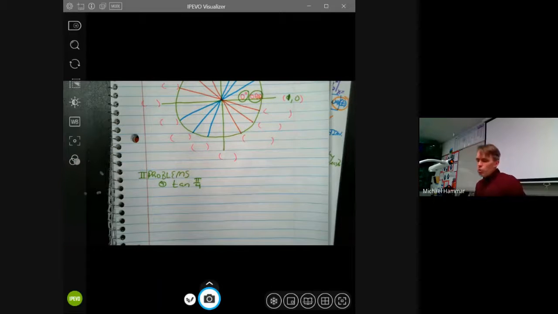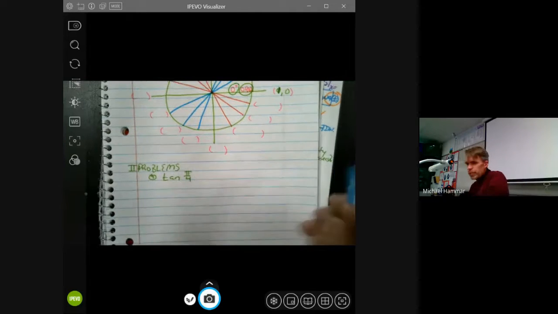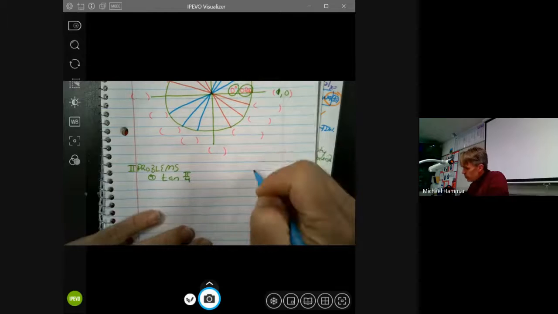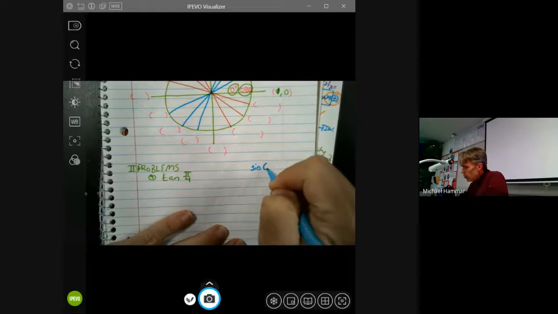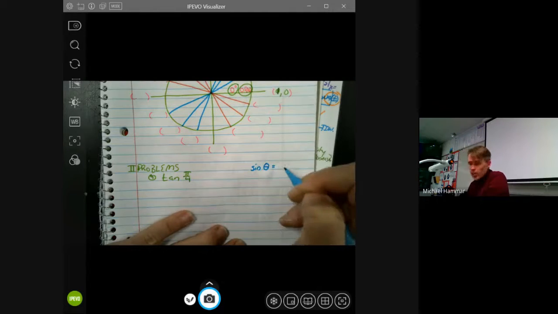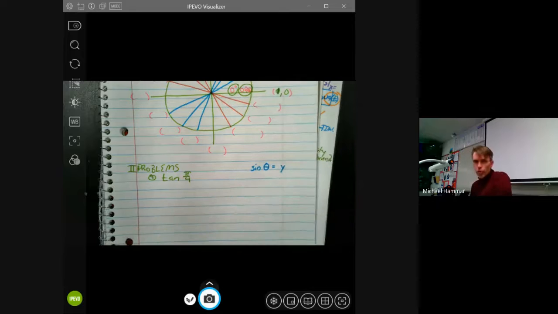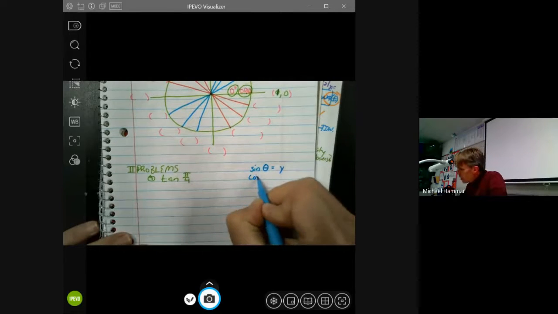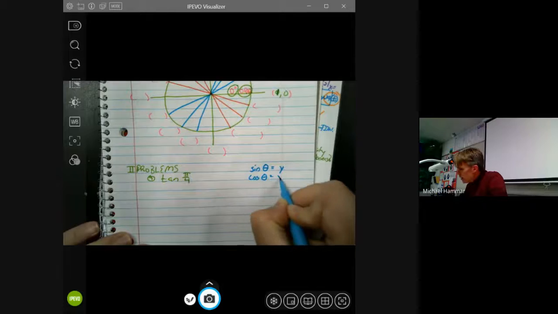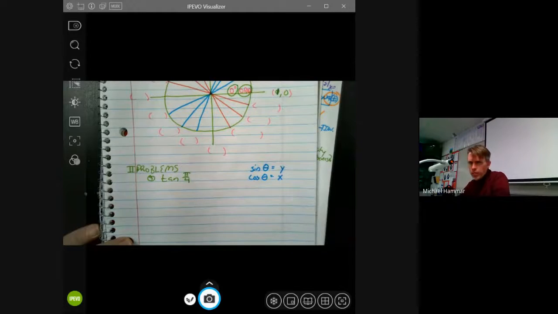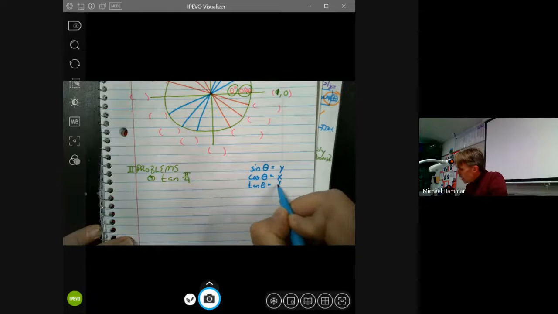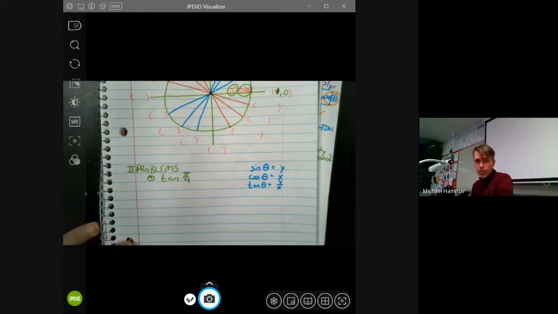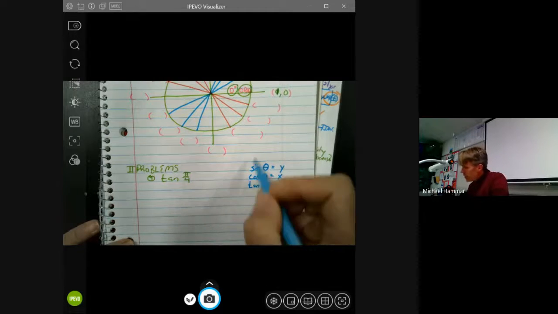We need to remember a couple of things when we do unit circle trig. We need to remember how to use the unit circle. If we're going to find the sine of some angle, which we'll call theta, sine on the unit circle is the y coordinate of the point. Cosine on the unit circle is the x coordinate of the point. Tangent is y over x.